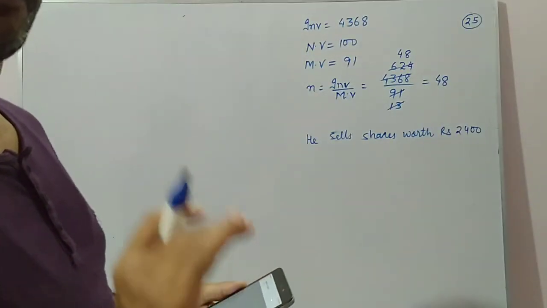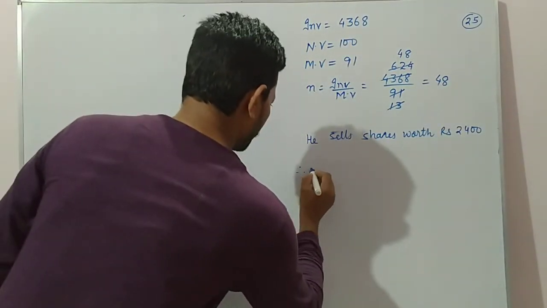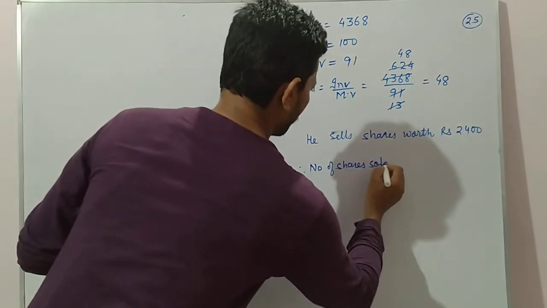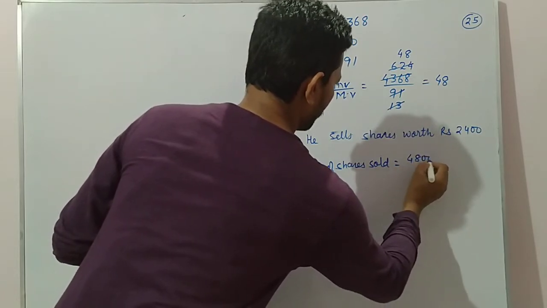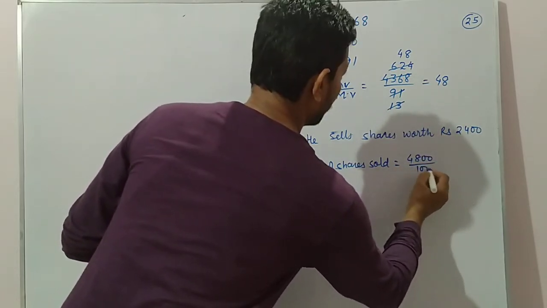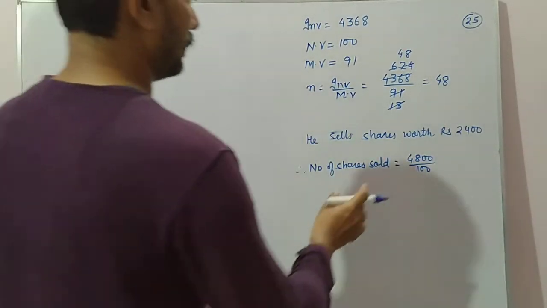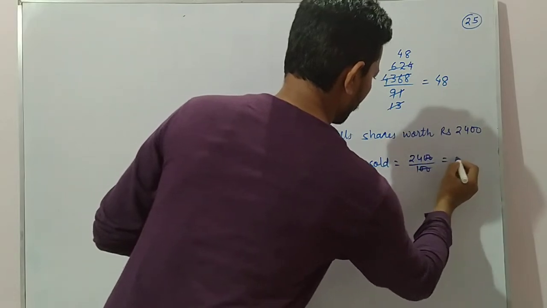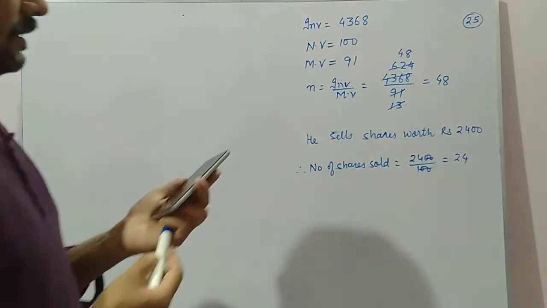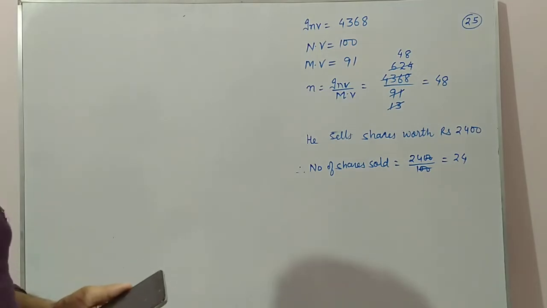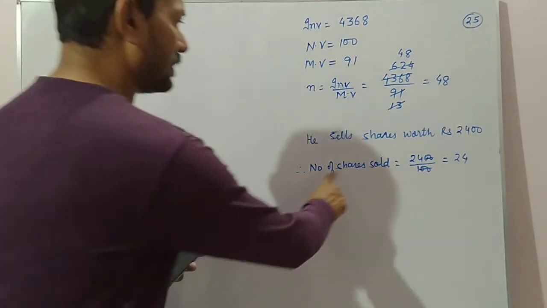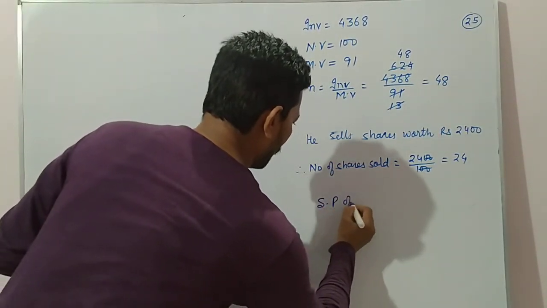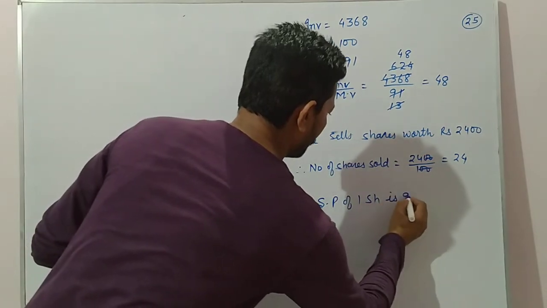With respect to what? Nominal value. Therefore, number of shares sold is 2400 by nominal value 100. That is 24. He sold shares worth rupees 2400, with respect to nominal. So he sold 24 shares. Selling price of one share is what? SP of one share is 95.